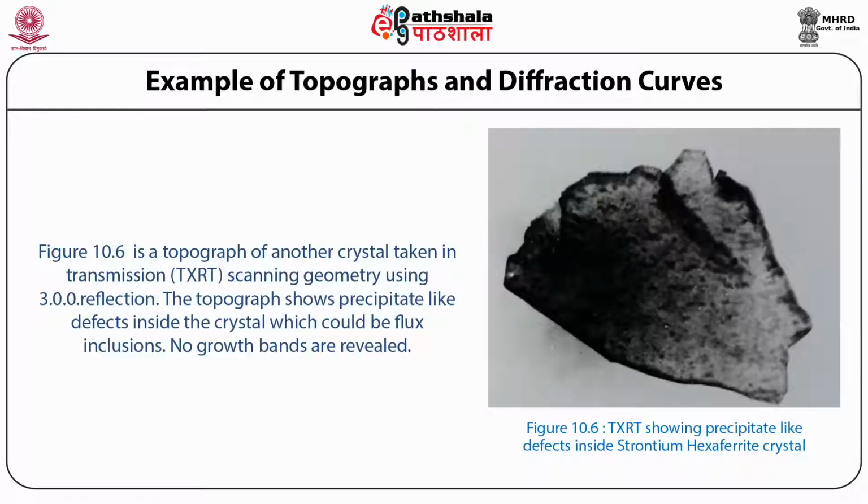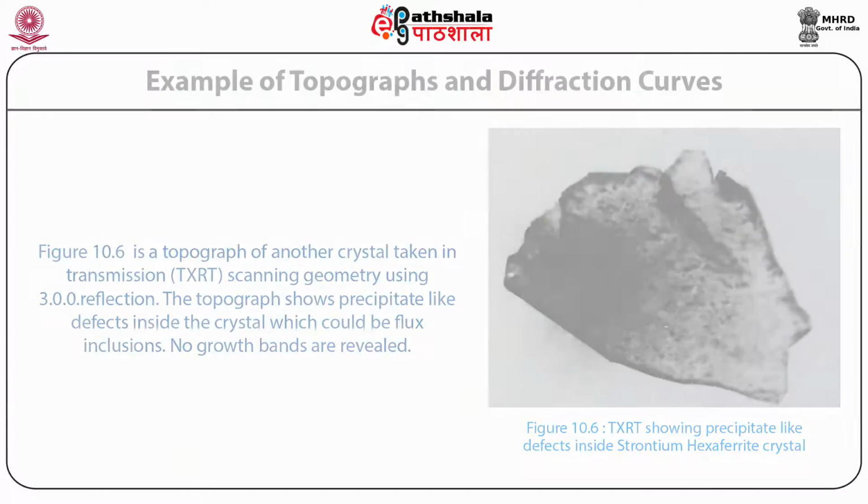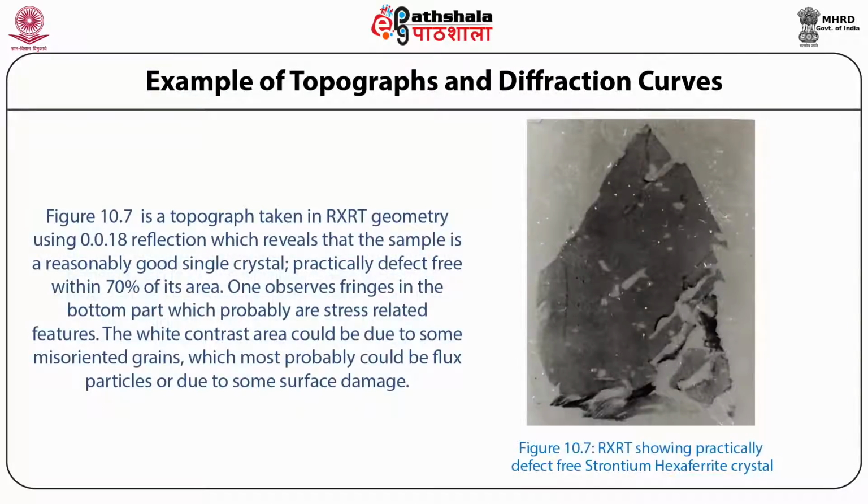The topograph shows precipitate-like defects inside the crystal, which could be flux inclusions. No growth bands are revealed. Figure 10.7 is a topograph taken in RXRT geometry using the 0 0 18 reflection, which reveals that the sample is a reasonably good single crystal, practically defect-free within 70% of its area.